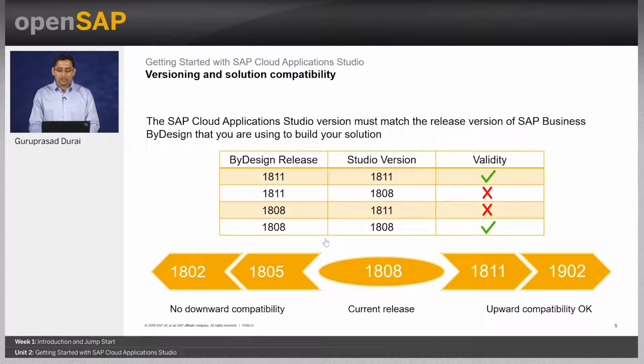The illustration below represents the deployment capabilities of SAP Business ByDesign and the SAP Cloud Application Studio. Here, let us assume 1808 is the current release where the solution is developed, and this solution could then be deployed into higher releases like 1811 and 1902. We could not deploy the solution which is created in 1808 to 1805 or to 1802. In a nutshell, this means that the SAP Cloud Application Studio offers upward compatibility and does not support downward compatibility.